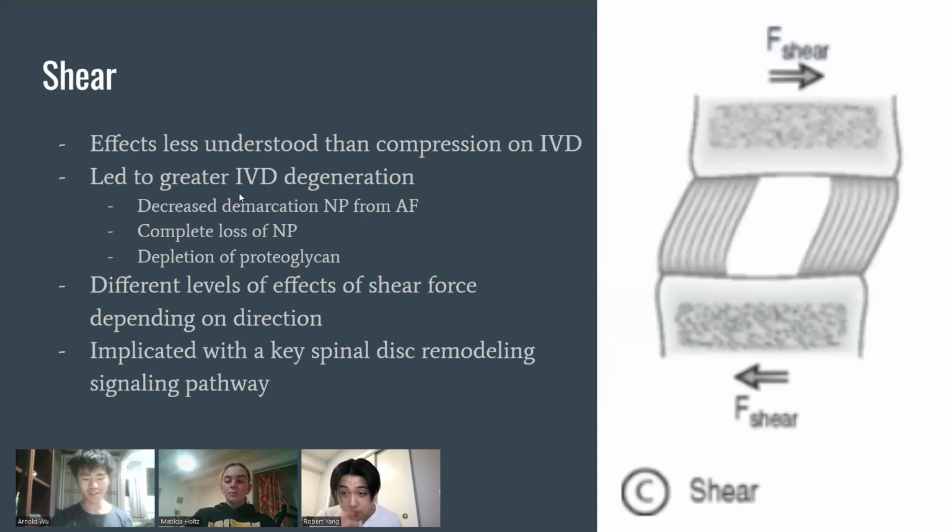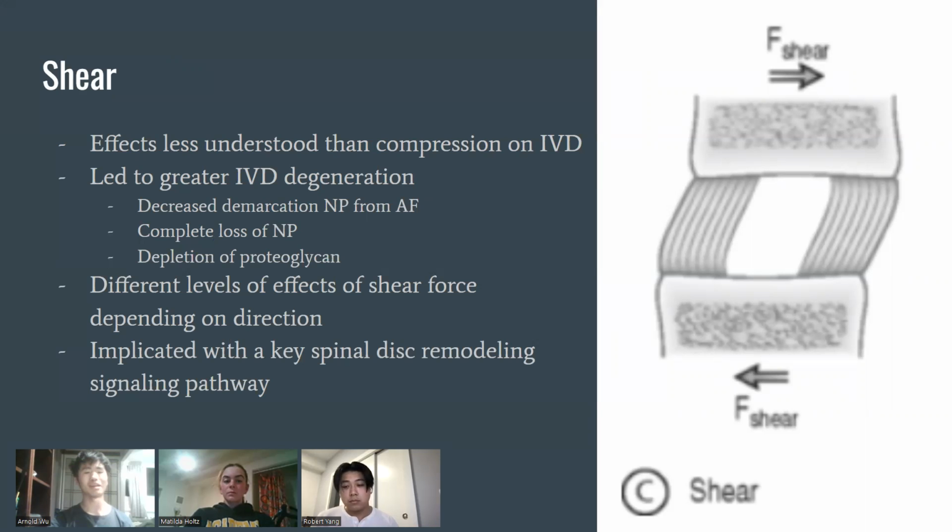I'll be presenting on the shear force. The effects of shear are actually less understood than the effects of compression forces on the IVD. While compression forces typically have a larger magnitude to failure compared to shear forces, spinal structures are actually weaker under shear than under compression. So shear force can have a variety of effects on the IVD.